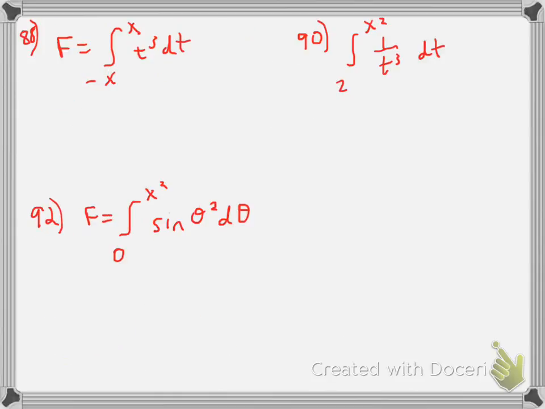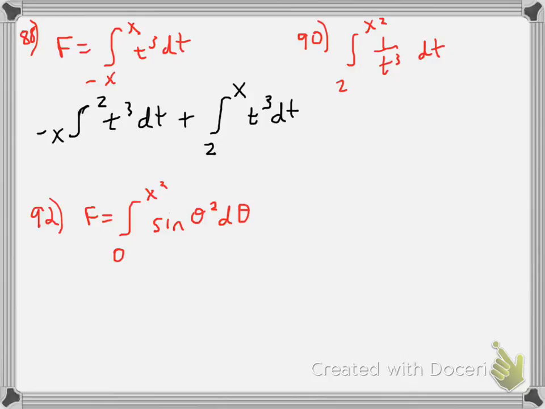Okay, and then they get a little more complex. If you notice, we're going from a variable to a variable. And so what you have to do is split this up into an integral from the first variable to a number. It doesn't matter what number. And then add to that from that same number to the ending interval. And then just use the properties we've been using.